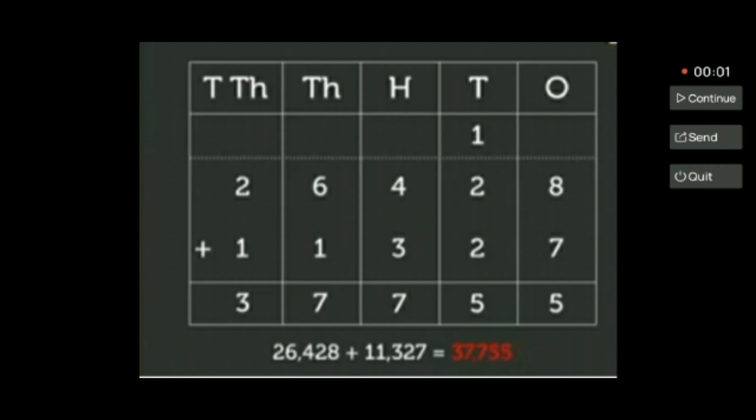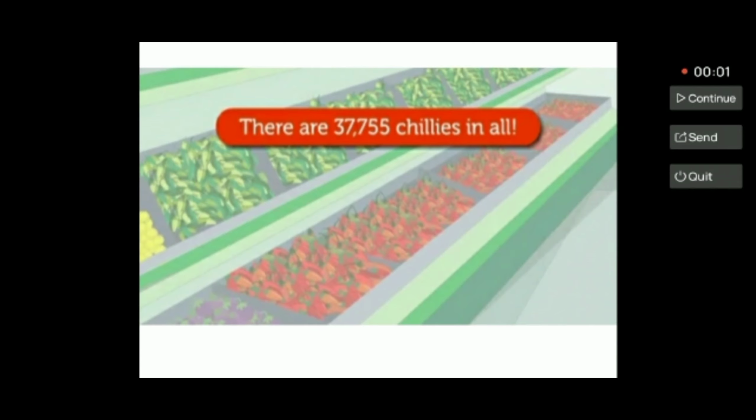So in the last we get the answer. The answer is also called the sum, 37,755. Okay. Students, when we add them, then the sum is 37,755. So in the last there are 37,755 chilies in all. I hope you understood this.